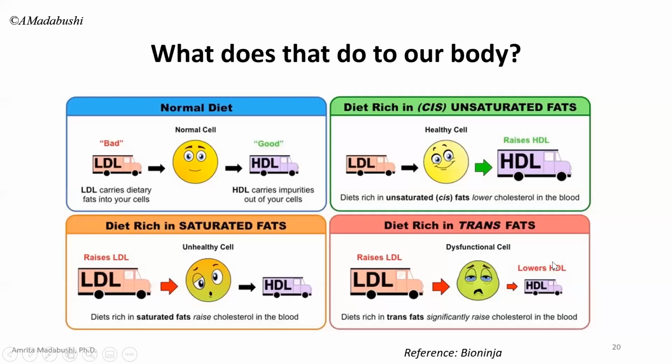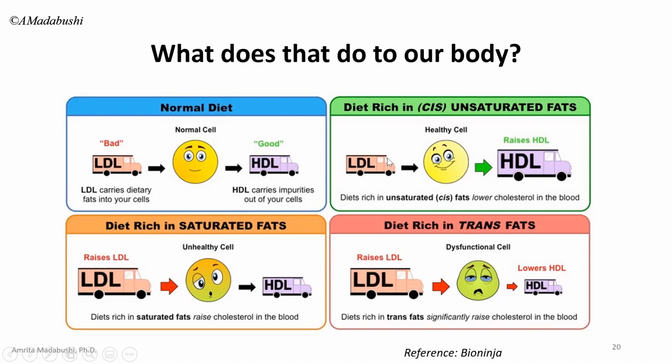Okay. So you can see some of this chart. It's just saying the same thing, that there is low density lipoprotein, and LDL carries dietary fats into the cell, and what HDL does, it carries impurities out of your cell, which is kind of nice. So in a healthy cell, when you are eating unsaturated fats, then you are raising the HDL and it lowers the cholesterol.